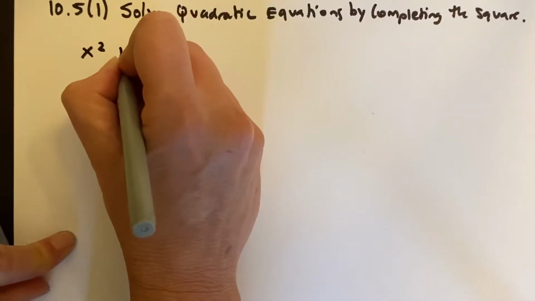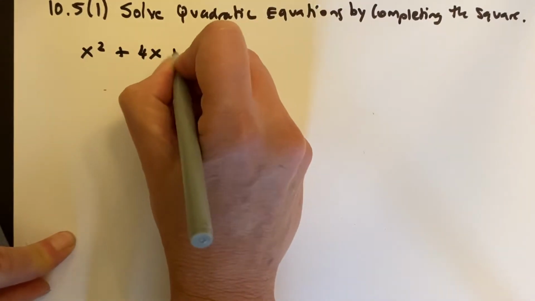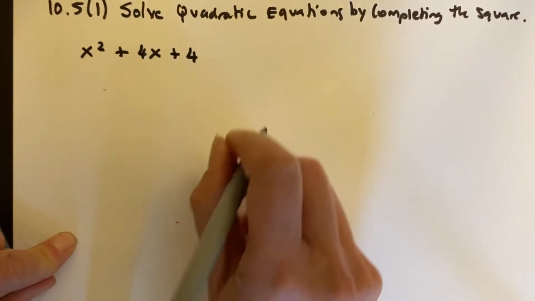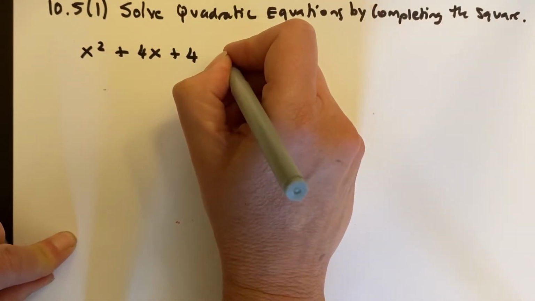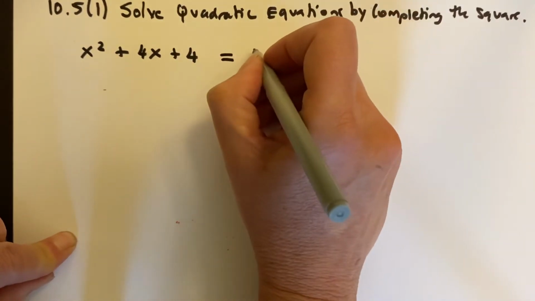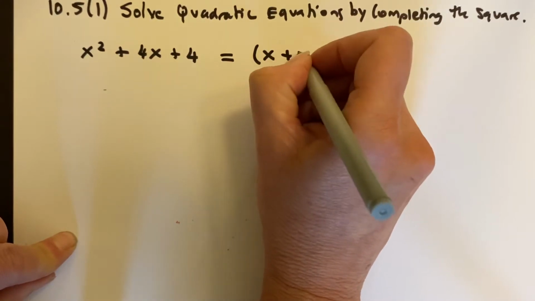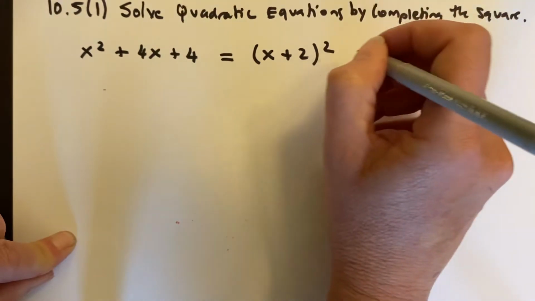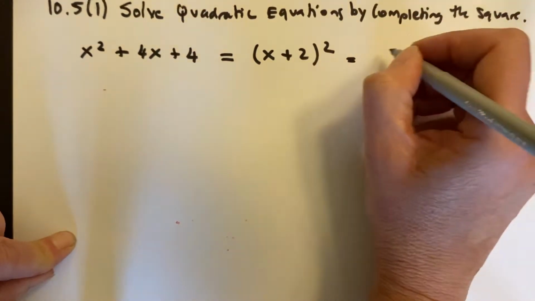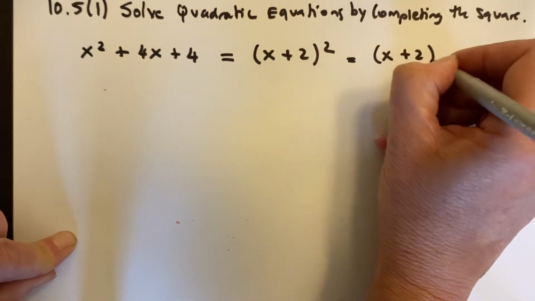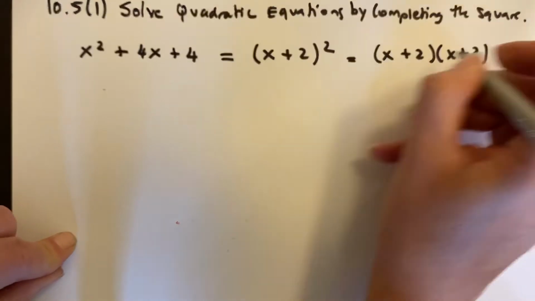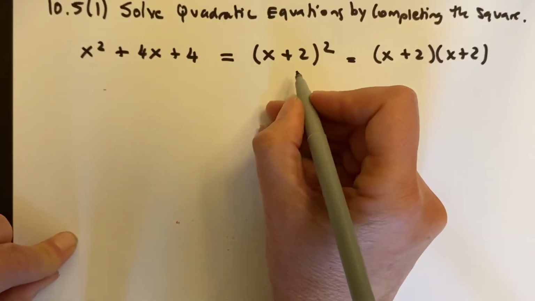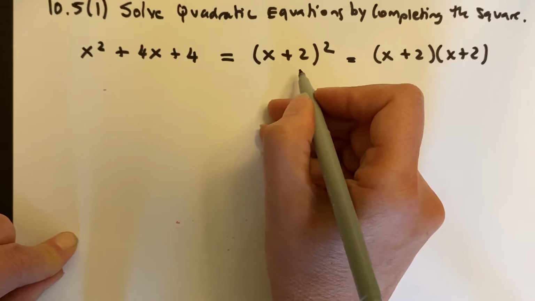x squared plus 4x plus 4. That's a perfect square trinomial because if you factor it, you'll end up with (x plus 2) squared. It's a perfect square, right? And if you remember, this means that if you factored it, x plus 2, you have a single answer, which is the vertex of the parabola, right?